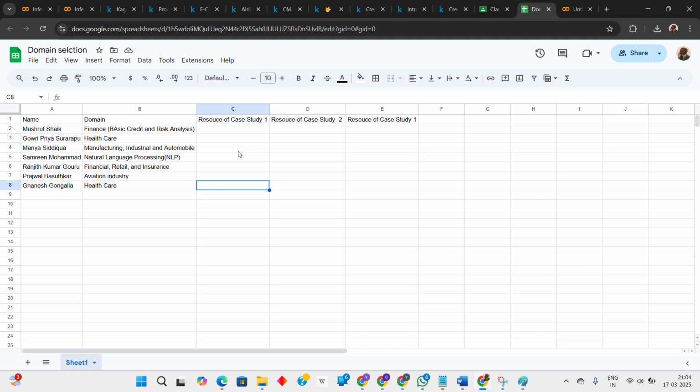Similarly, finance is here, and financial, retail, and insurance are here too. Ranjit and Mushraf, if you want, you can discuss so that at a time you can do six. Three can be solved by one person, three by the other person. So six different case studies can be reviewed at a single point of time. You can collaborate if you want. That is up to you.